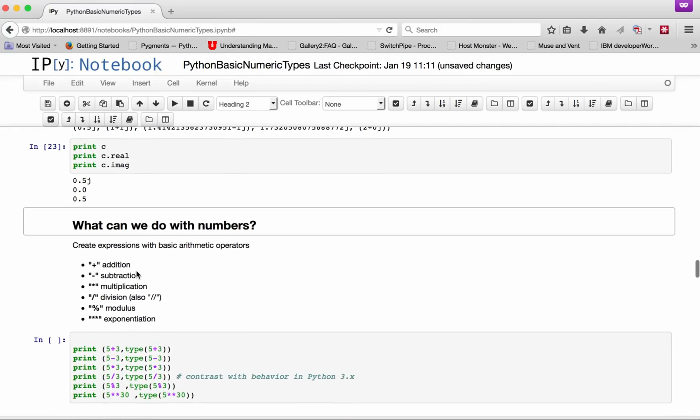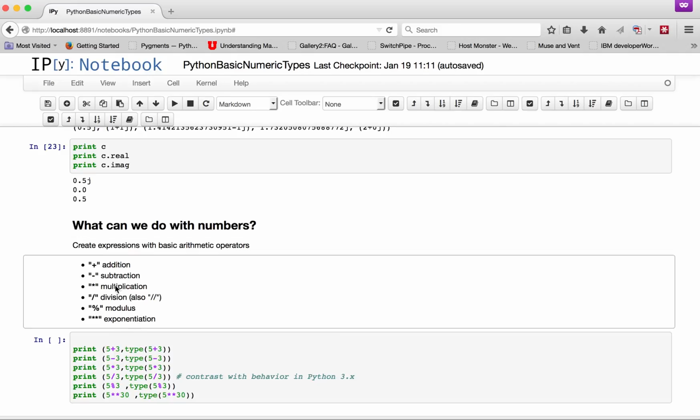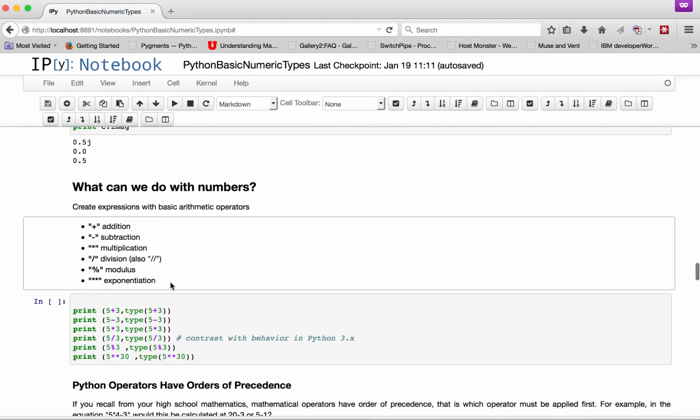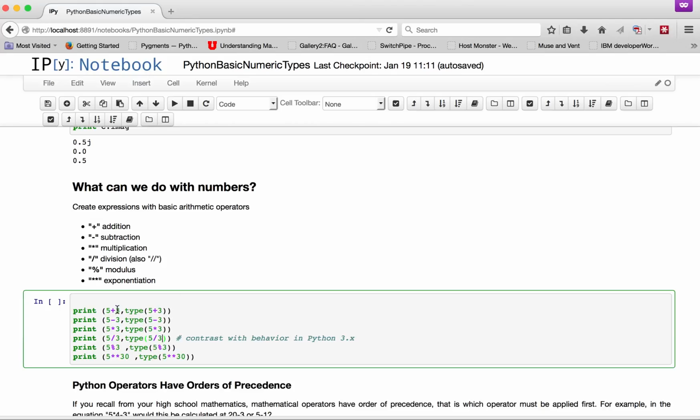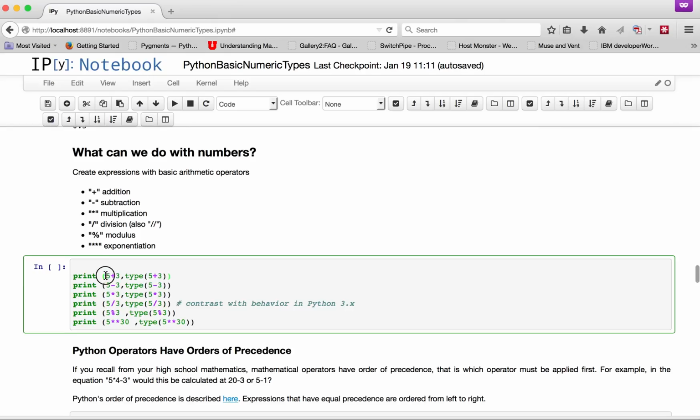Okay, what do we do with numbers? Well, we manipulate them. We create expressions and we add them, we subtract them, we multiply them, we do division, we compute the remainders, we might take the exponents of them. These are the built-in basic arithmetic operators that are available in Python. Here I created a cell where I'm doing different kinds of arithmetic, and I'm saying what type of number is created by this. So here I'm doing addition, subtraction, multiplication, division. This is the modulus, which gives us the remainder. And here I'm doing exponentiation.